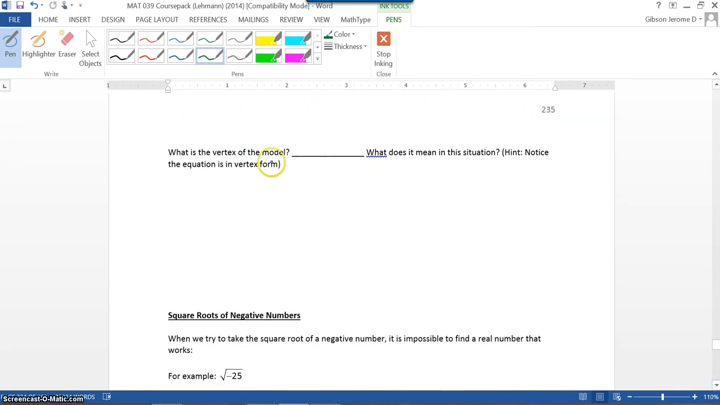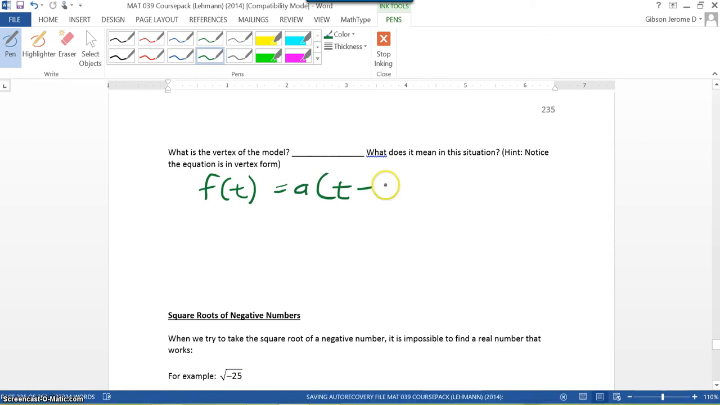Now it says, what is the vertex of the model? What does it mean in this situation? Hint, notice the equation is in vertex form. So let's take a look at the vertex form. We've got f of t is equal to a times t minus h plus k. Now our vertex is h, k. So h will represent our x and k represents our y for our vertex.